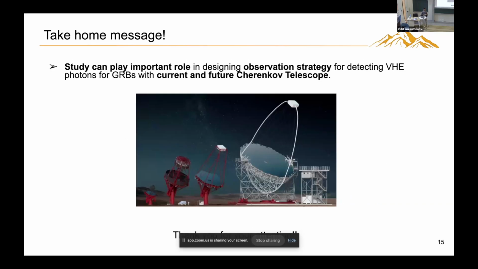Most importantly, I would like to say what we can do with this study. Since we found a set of microphysical parameters which can explain both observations, these parameters can help us produce the VHE light curve, which can help us design the observational strategy for detecting very high energy photons from GRBs with current and future telescopes, let's say with the tile pi or something. I would like to pursue this further, and since we are collaborating with Monica on this, hopefully this work will be published soon.